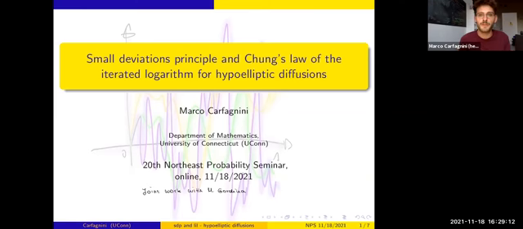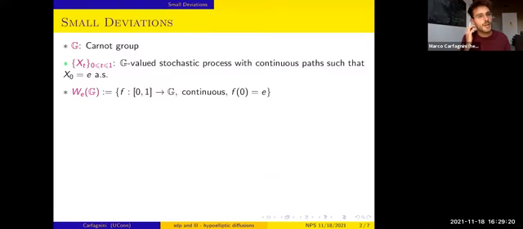I'm going to be talking about the small deviation principle and Chung's law for some hypoelliptic diffusions. So let me just start with the general framework. I'm interested in stochastic processes that take values on Carnot groups. If you're not familiar with a Carnot group, you can just think of this as being Rn.